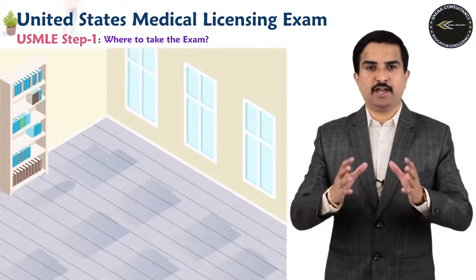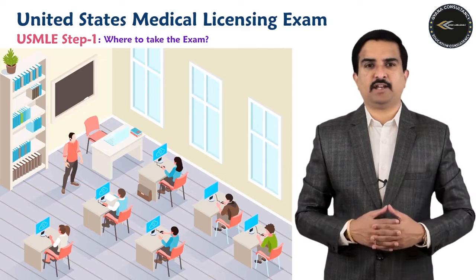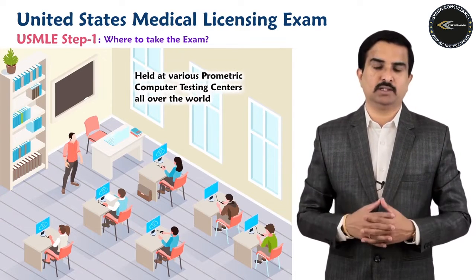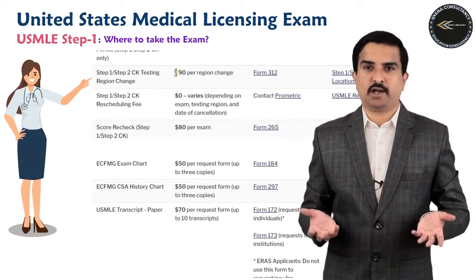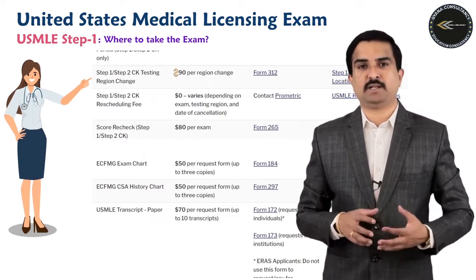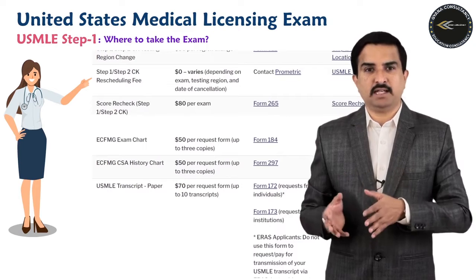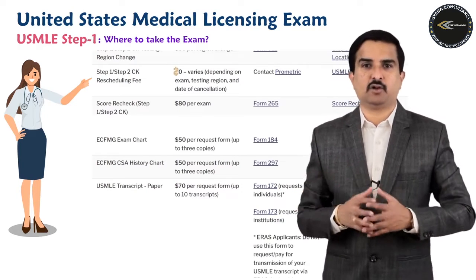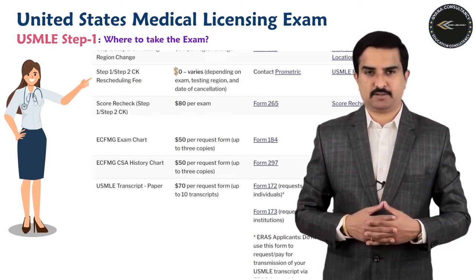Now the question is where to take this USMLE Step 1 exam. This exam is held at the various Prometric computer testing centers all over the world. In the application, candidates can choose the center of their choice and change the test region, and the charge is approximately $90. The Step 1 or Step 2 CK rescheduling fee ranges from $0 to approximately $604 depending upon the exam, testing region and date of cancellation.